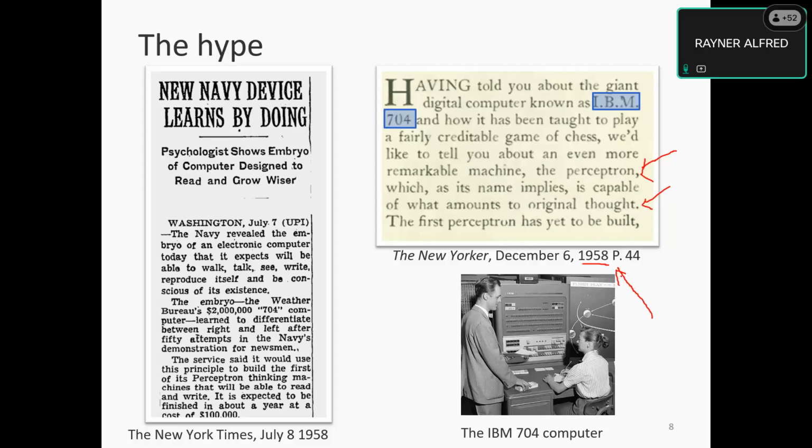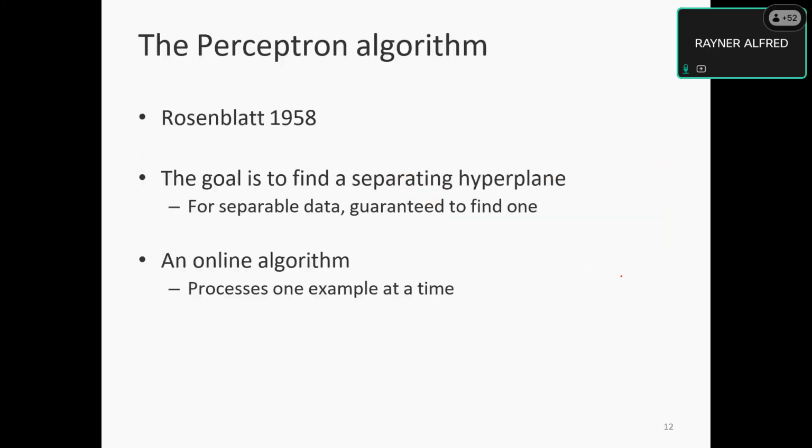So they started to investigate this since 1958. Today is 2025, so that is 67 years ago. Okay. So this was introduced by Rosenblatt in 1958.